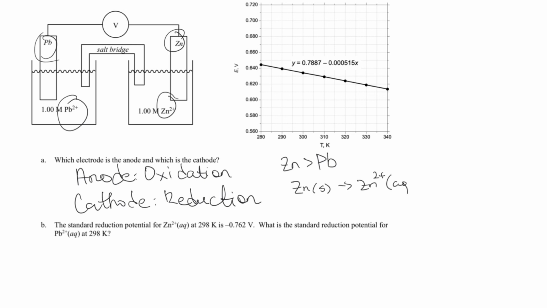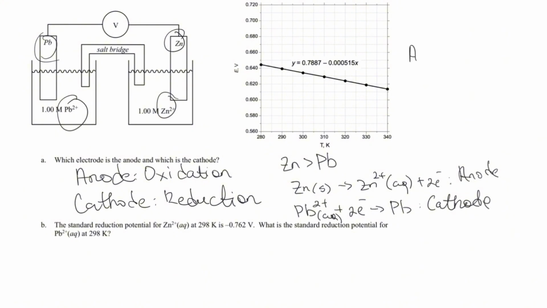Zinc will lose electrons. This is the anode. But lead ions will gain these electrons and will be reduced to just lead. So they will accept 2 electrons and the lead will be formed. And this is at the cathode. The final answer is that at the anode we have zinc and at the cathode we have lead.